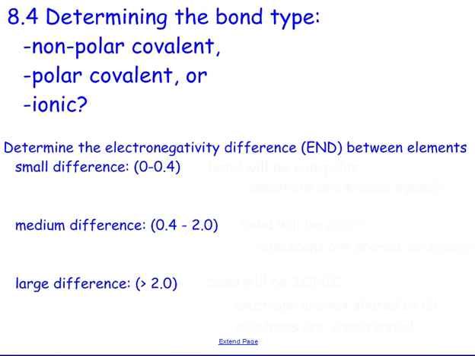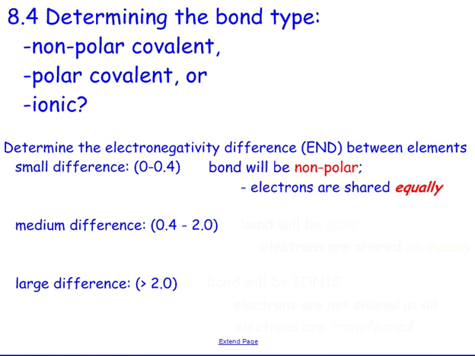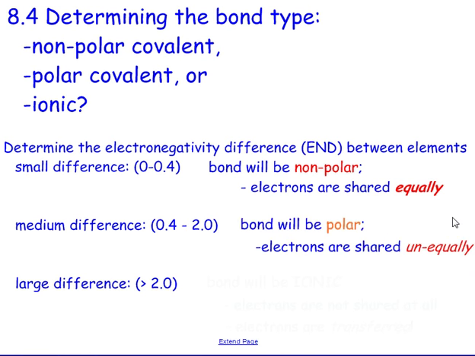If the difference is very small, and by small I'm referring to a difference of 0 or a difference as large as 0.4, if there's a small difference, we will say that the bond is nonpolar. And if it's nonpolar, that's because the electrons are being shared equally. If there's a medium difference, let's say somewhere between 0.4 and 2.0, then that means that the electrons will be shared unequally and the bond will be considered to be polar.